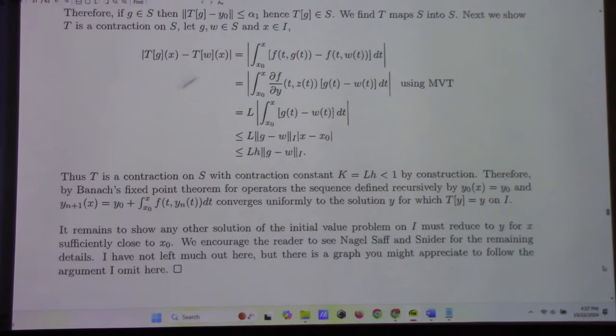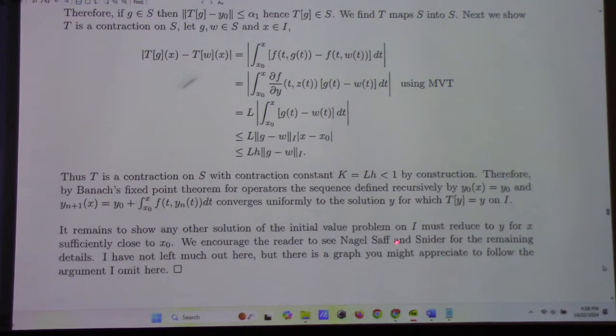And as such, by Banach's fixed point theorem for operators that I showed you a separate proof of today, we have that the sequence defined recursively as such converges uniformly to the solution y for which T of y equals y on I. Right? I say, well, it still remains to show that any other solution of the initial value problem must reduce to y for x sufficiently close to x naught.